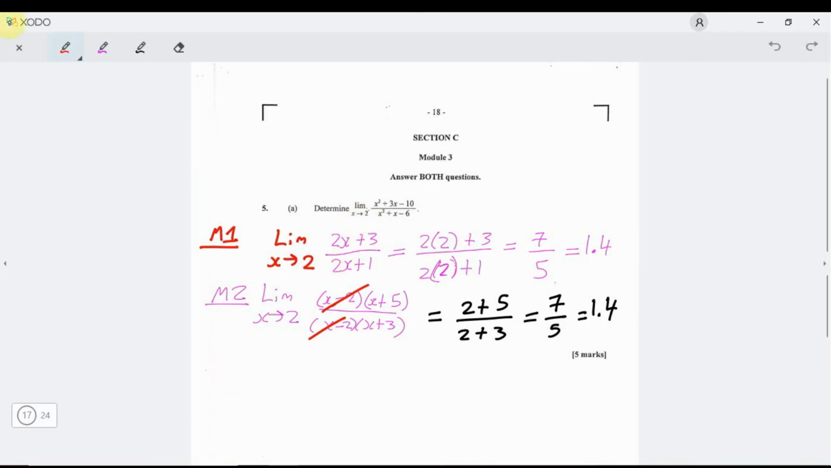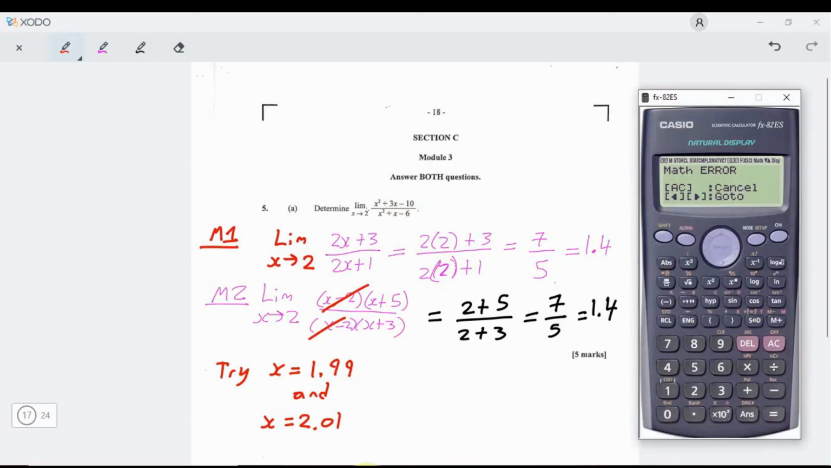Then method 3, which is not really an appropriate method. Remember, we're approaching 2, so you can try x equal 1.99 and x equal 2.01. You'd input 1.99 in that function. So if I bring out the calculator, and instead you input x as 1.99, it's going to give you roughly the same answer. This is what we call the investigative technique, investigation method. So instead of putting in x as 2, you put in 1.99 because the arrow means you're approaching 2 but not yet 2. So see there, you get 1.40.